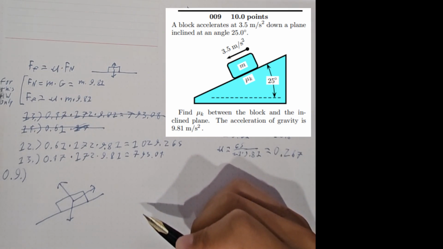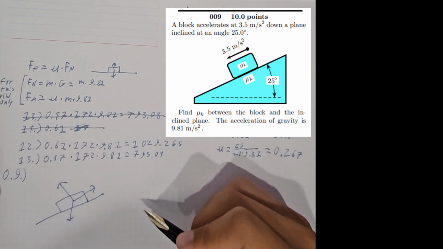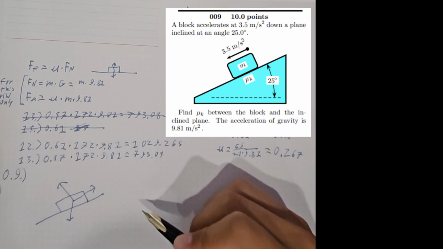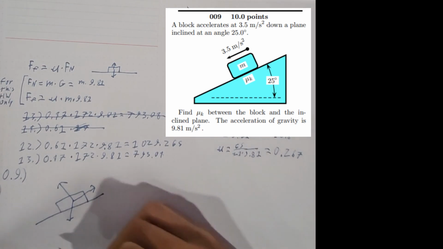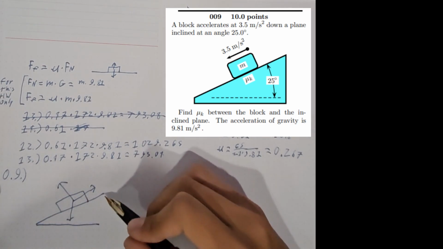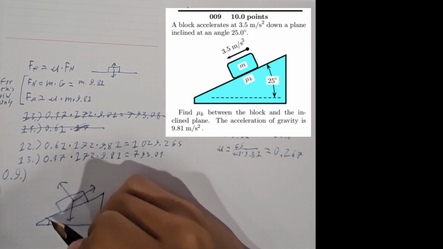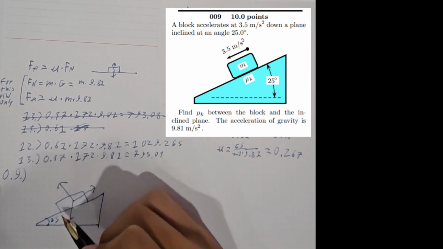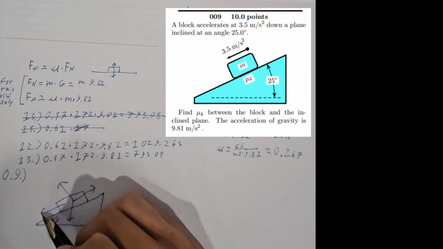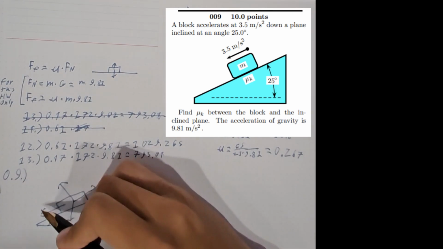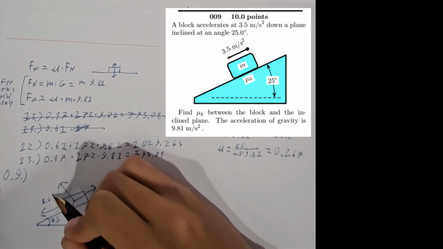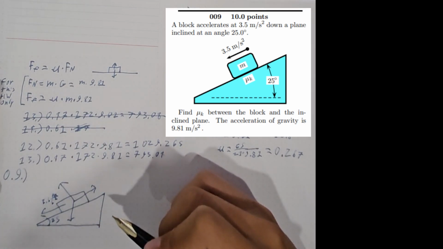So next, what I'll do is I'll add some more to this drawing. So I have 25 here, and this block is accelerating 3.5 meters per second squared. Okay.